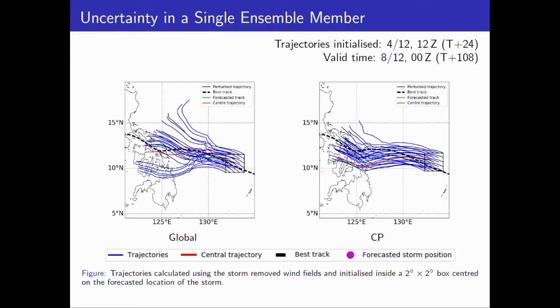And in our convection permitting, you can sort of see the same southward turn away from the best track line, especially in trajectories which were initialized to the bottom of the box. So this sort of shows that the uncertainty in Hagupit was due to the environment it was embedded in. One small change in position could drastically alter the future track.